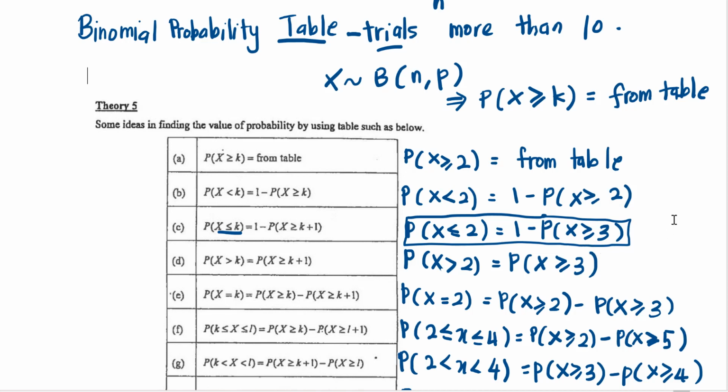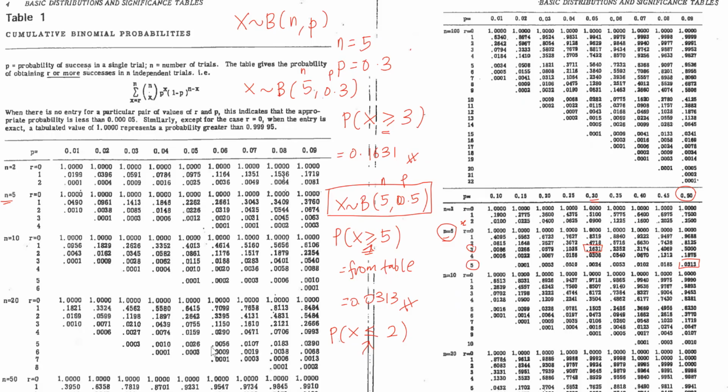So can we get the value of the probability X greater than or equal to 3? Yes. For this one, we can get it straight from the table because we have the sign of greater than or equal to. So we must look for X greater than or equal to 3, because from the formula, P(X ≤ 2) is equal to 1 minus P(X ≥ 3). We can get this value from the binomial table.